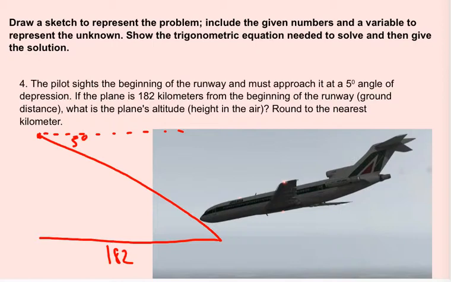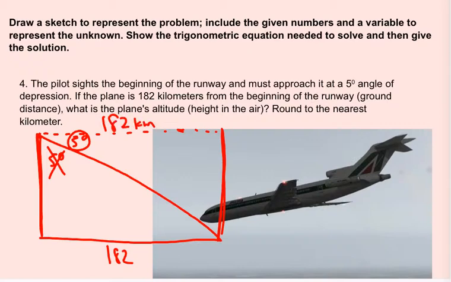All right? Not this. Don't tell me that this is 5 degrees. That's not going to work. That is your angle of depression. What is the plane's altitude, which is this? But that's going to be the same as if I was over here. So this is 5 degrees. This is 182 kilometers. I want to know the height to the nearest kilometer.